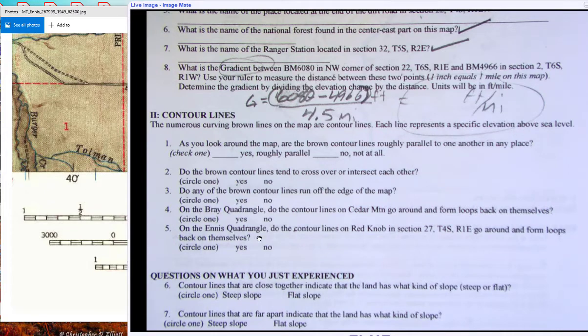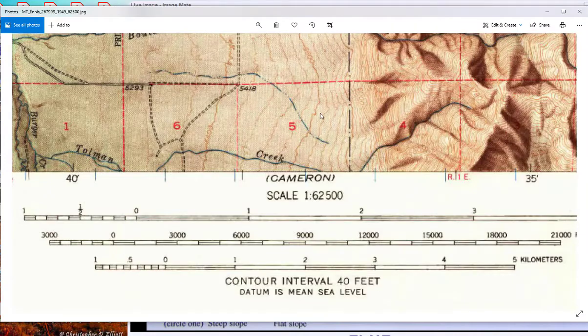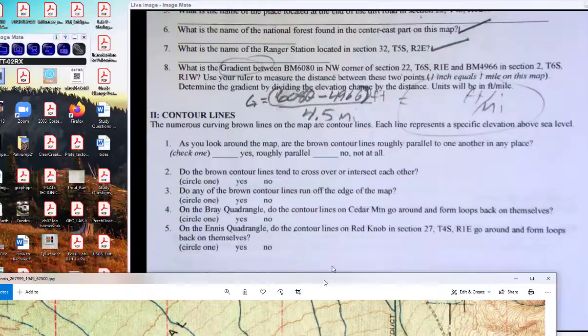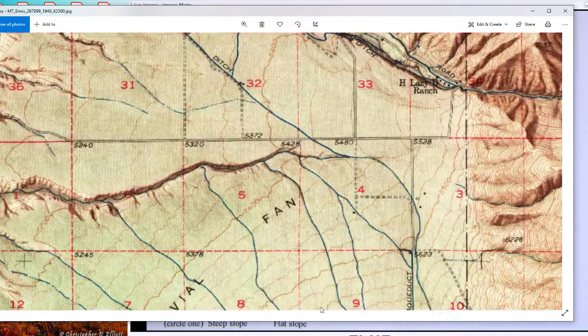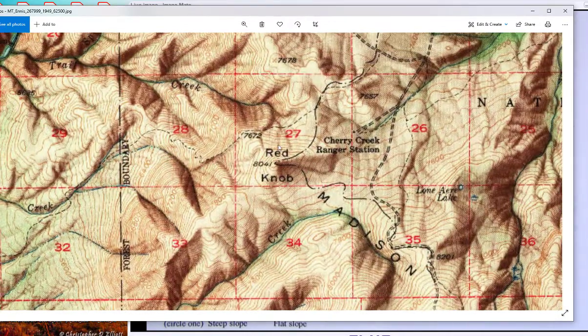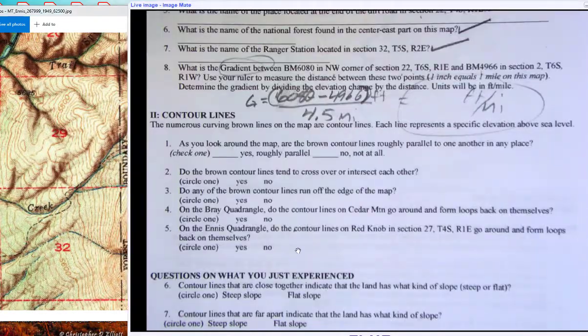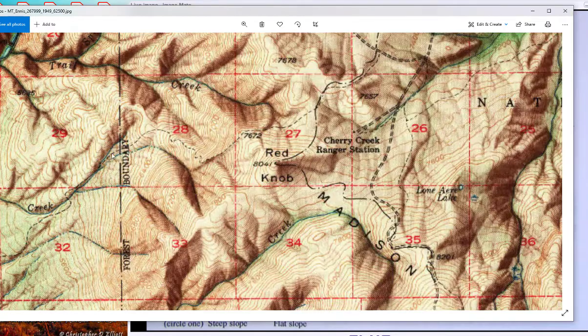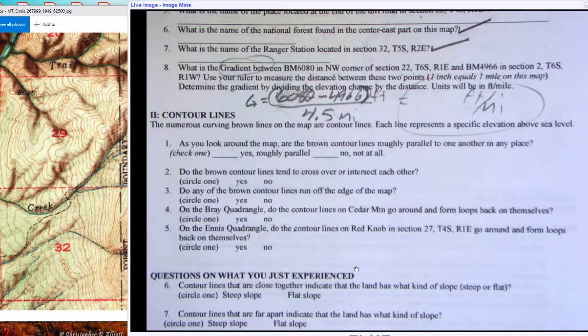On the Ennis quadrangle, do the contour lines on Red Knob, and in fact, I know where Red Knob is. Let's go find Red Knob. It's up here by Ennis Lake. So there's Red Knob right there in section 27. So the question is, do the contour lines go around and form loops back on themselves, right? So take a look at that and you can answer that question there for Red Knob.